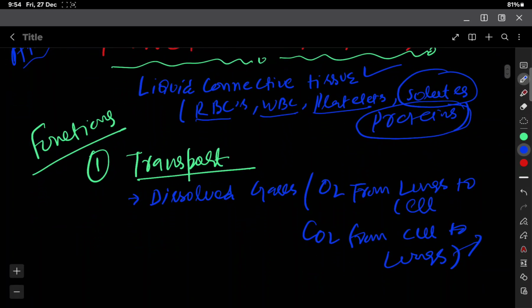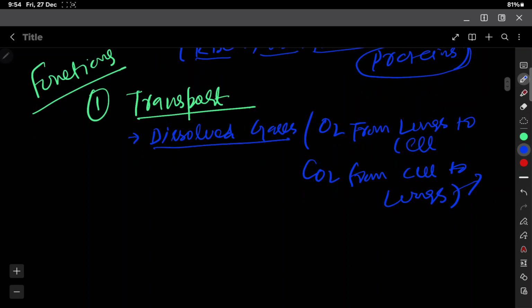So first we will go with the function part. The functions of the blood are, first one is transport. It helps in the transport of dissolved gases like oxygen. Oxygen is carried from the lungs to the cells. I have discussed this in one of my videos, the formation of the hemoglobin. Okay, so dissolved gases like oxygen from the lungs to the cells, and carbon dioxide from the cells to the lungs. So this is expiration and this is inspiration. From inspiration we will get oxygen, from expiration we will expire carbon dioxide. So that is the first important function of the blood.